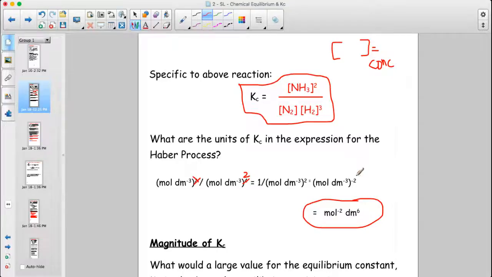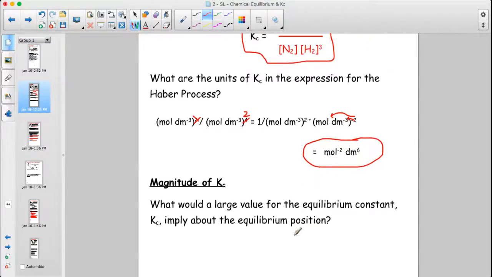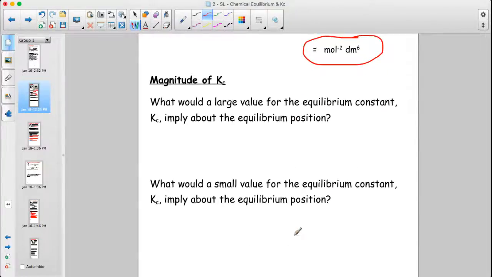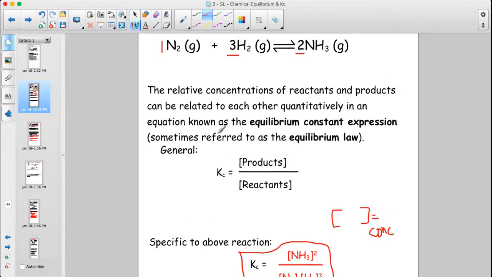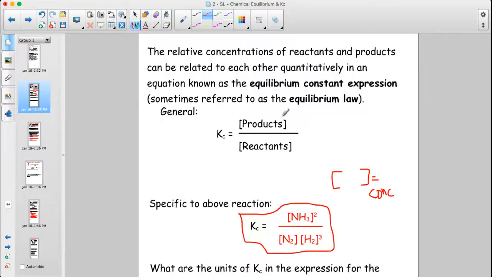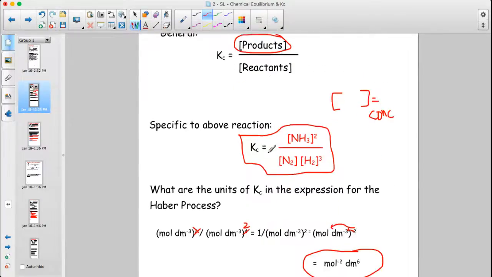And then if we multiply minus 2 times 1, and we multiply minus 2 times minus 3, that's where we get minus 2 and 6. Okay, how big Kc is, the magnitude of Kc, can give you some really useful information about a given reaction at equilibrium. So a large equilibrium value essentially means that at equilibrium you have a lot of products relative to the amount of reactants.